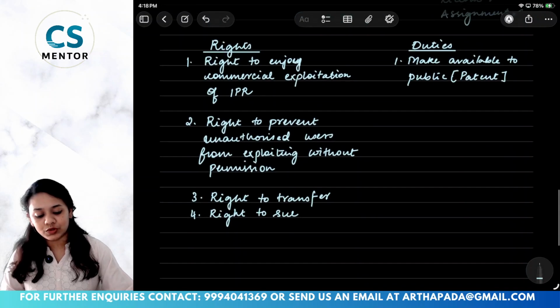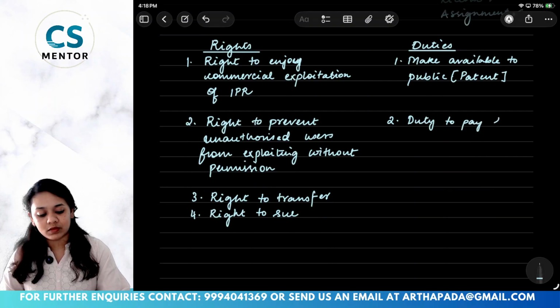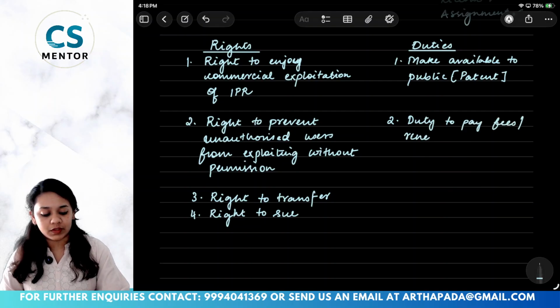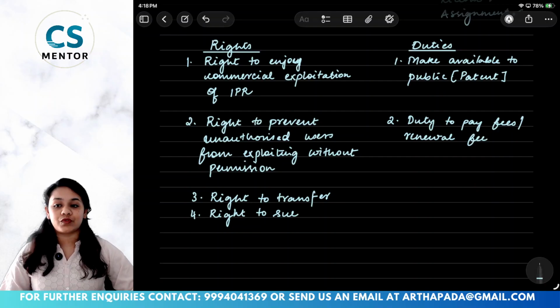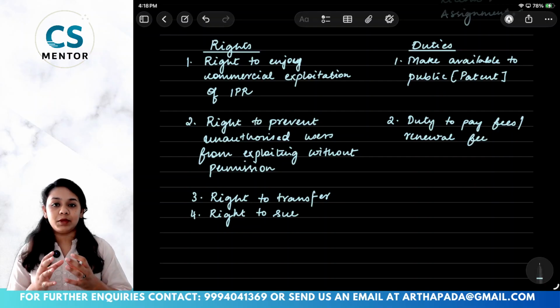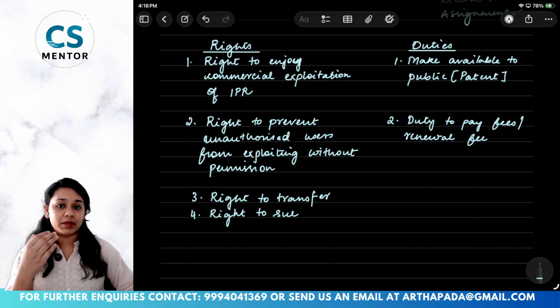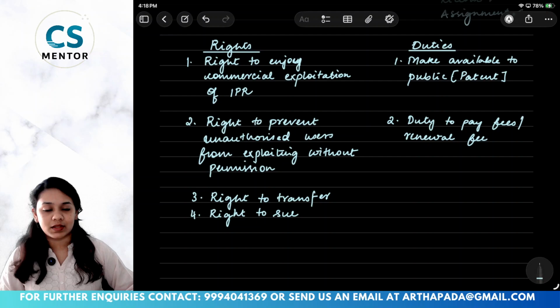Now, in addition to the rights, what we can say about duties is that every IPR holder has a duty to pay the fees, the fee for the application, or even the renewal fee, to ensure that your IP protection continues for the requisite time. You see, IP protection is not a forever protection. It means that it's valid only for maybe 10 years or 20 years or 60 years, depending on the nature of the intellectual property.